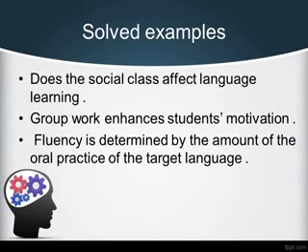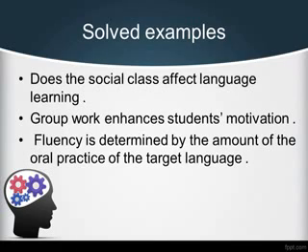Fluency is determined by the amount of oral practice of the target language. As you see in this example, the independent variable is not always the first one in the sentence, so you have to think and analyze each time. Fluency is what we're going to test, and it depends on the amount of oral practice. Therefore, the amount of oral practice of the target language is the independent variable, whereas fluency is the dependent one.